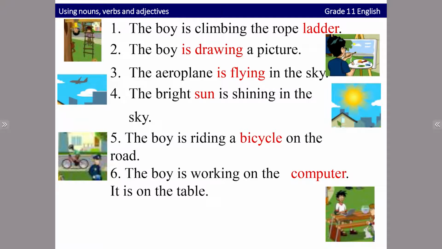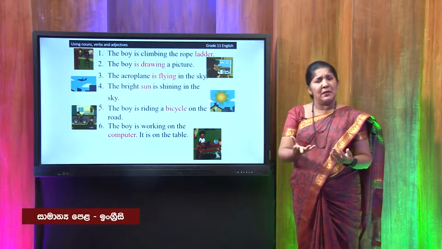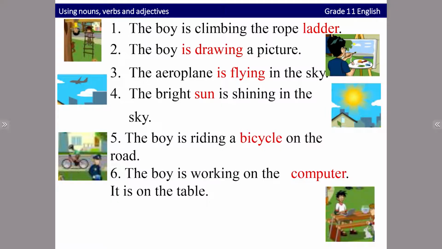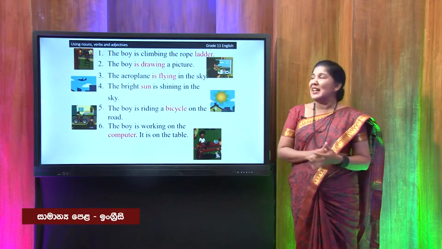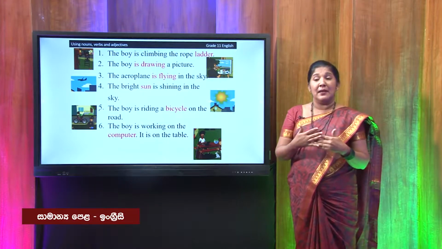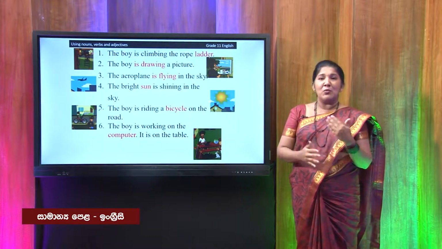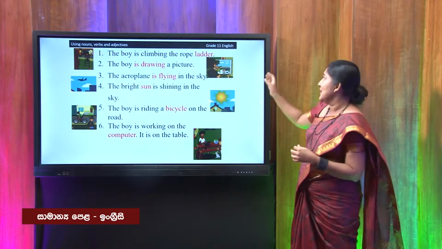The boy is working on the computer. It is on the table. Maybe you must have written it as laptop. Do not worry. It can be laptop. It can be a computer, and it's correct. Okay. So as you have got a very clear picture about the nouns, verbs, and the adjectives, let's move on to another activity.